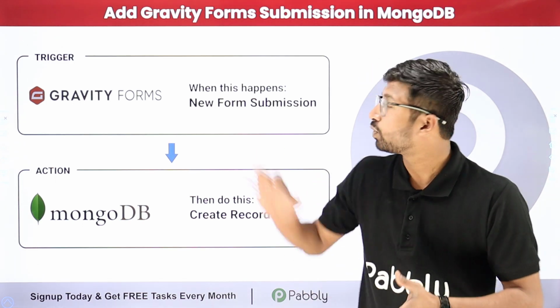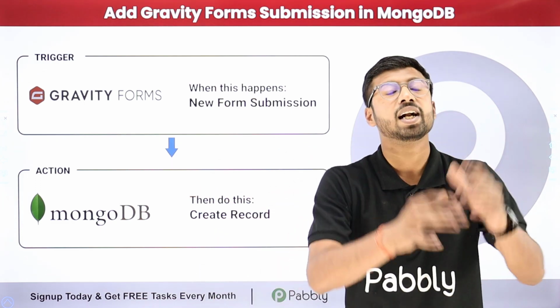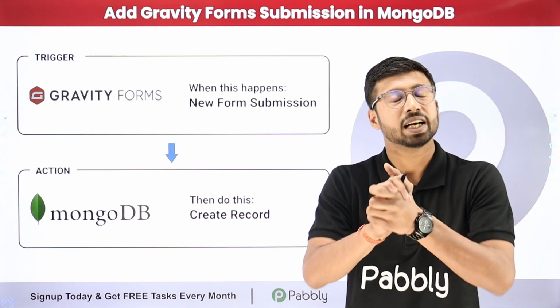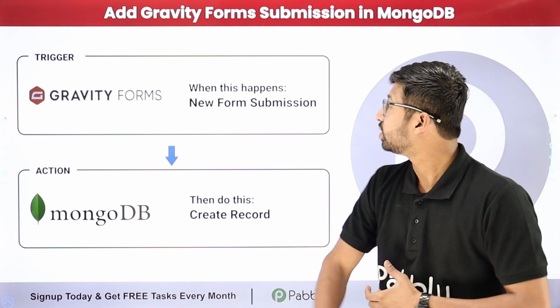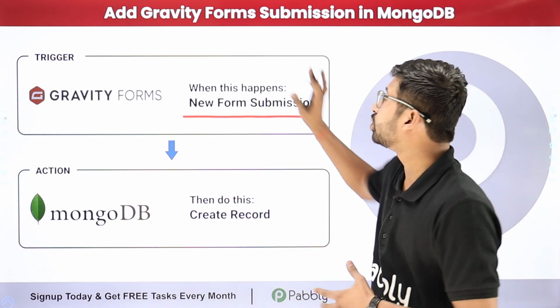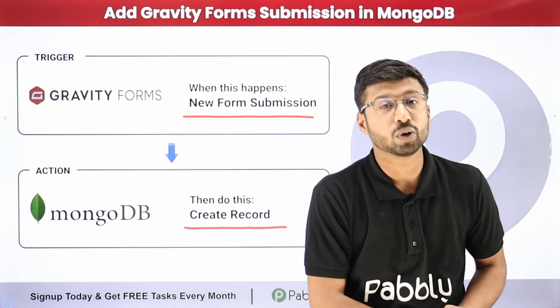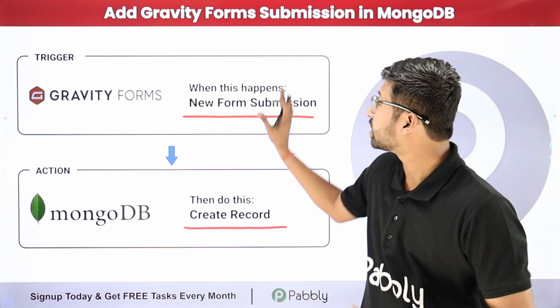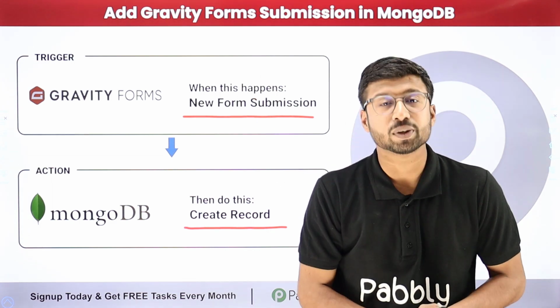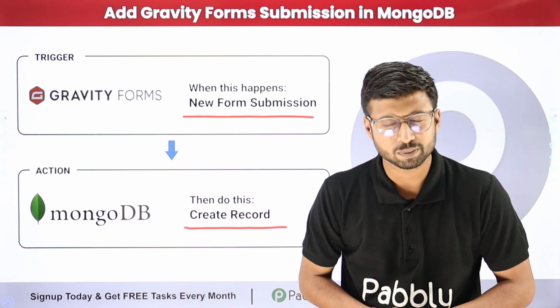Now, if you want to know how you can completely automate this process, then let me tell you, you can do it with Pabbly Connect. With a simple Pabbly Connect automation, you can automatically send the new form submission received on Gravity Forms and with the same responses, create a record in MongoDB. Now, if you want to learn how you can set up this complete automation all by yourself, you just have to come with me to my screen.